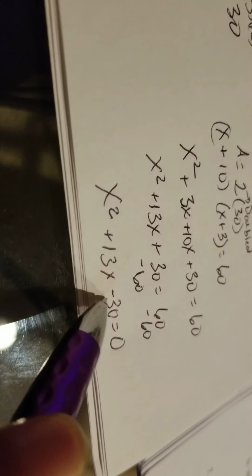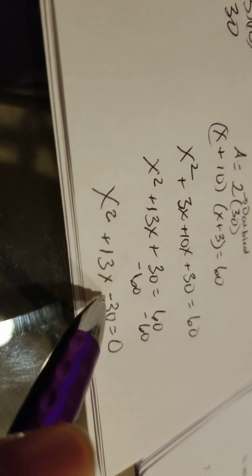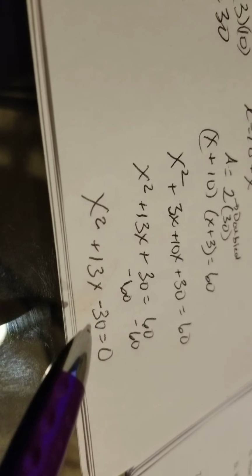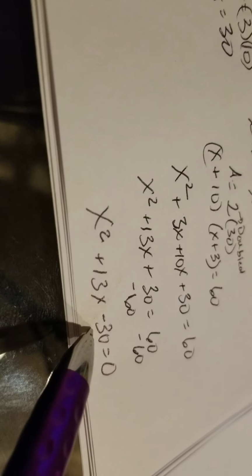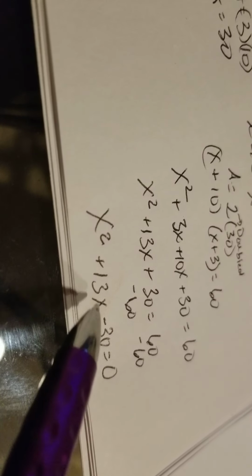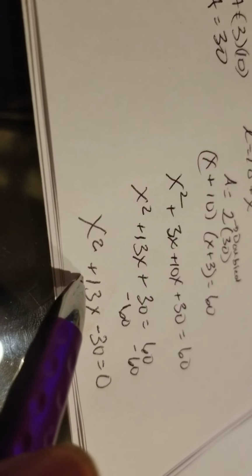this is a negative. So that's a negative, this is a positive. So 3 and 10, in other words, one of them has to be negative. And there's no way with 3 and 10 you can get 13.